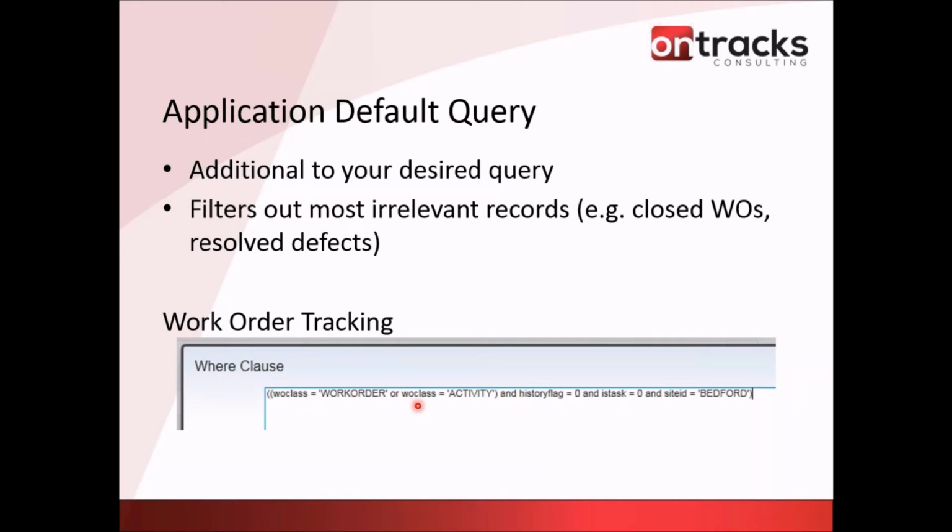So how can you use this to further improve your queries? You're going to add your custom query to the query you already see here, so it's going to be in addition to your query. And how does this work? It works because it filters out the most relevant records. For example, in the work order tracking application, you can tell that it says history flag equals 0, or false, and istask equals 0, or false as well. So you're excluding the records that are history or the records that are tasks. Then you just add anything that you want to your query on top of this query, and that's going to filter out the records that the user might not want to see, and it's going to improve the efficiency of your query.